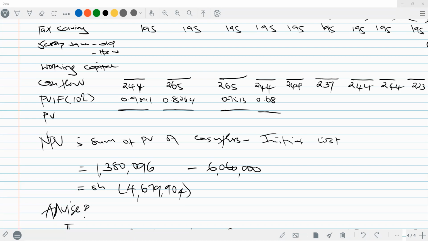Okay, now this part, question 1D, was asking us to get the MIRR, the modified internal rate of return. As I mentioned, the MIRR is simply determining at what rate, in quotes, must the initial investment grow by to match the future value of the cash flows.